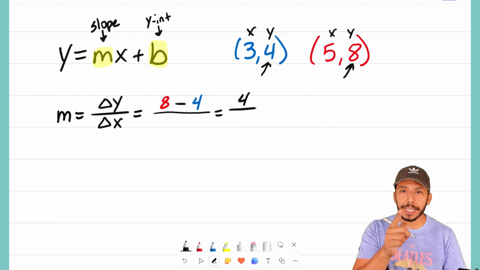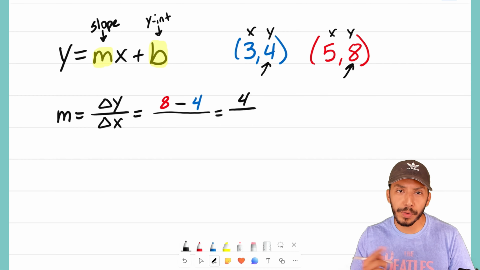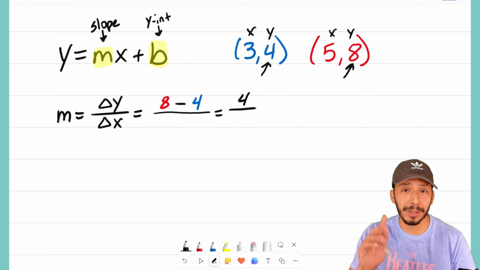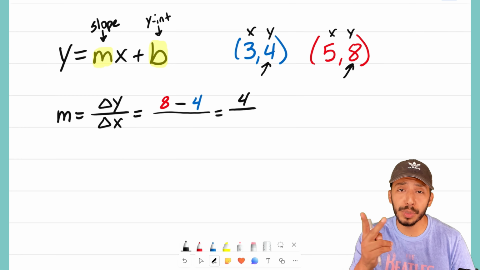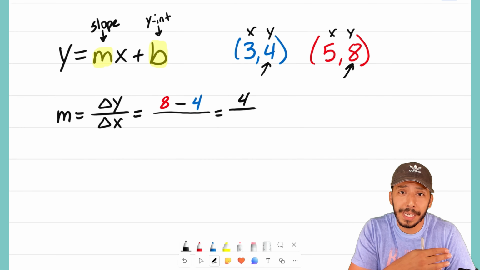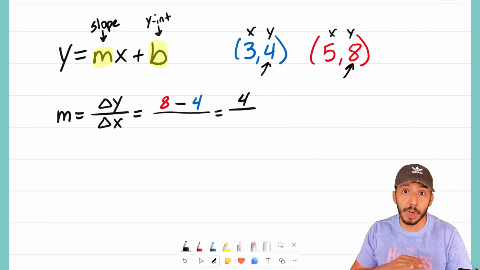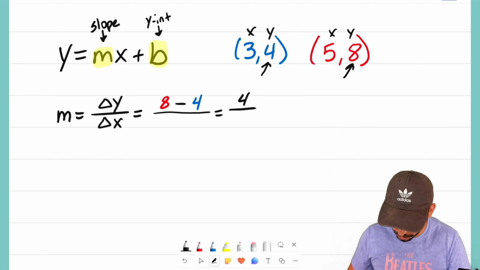Now, you might be thinking, okay, well, why did he use 8, the bigger number, and then subtract 4, the littler number? It really doesn't matter. I could have flipped those. It truly doesn't matter. I'm just a little lazy, and I like to do big minus little. Okay, but if you don't believe me, flip it, and we're still going to end up with the same final slope. Let's keep going with this.